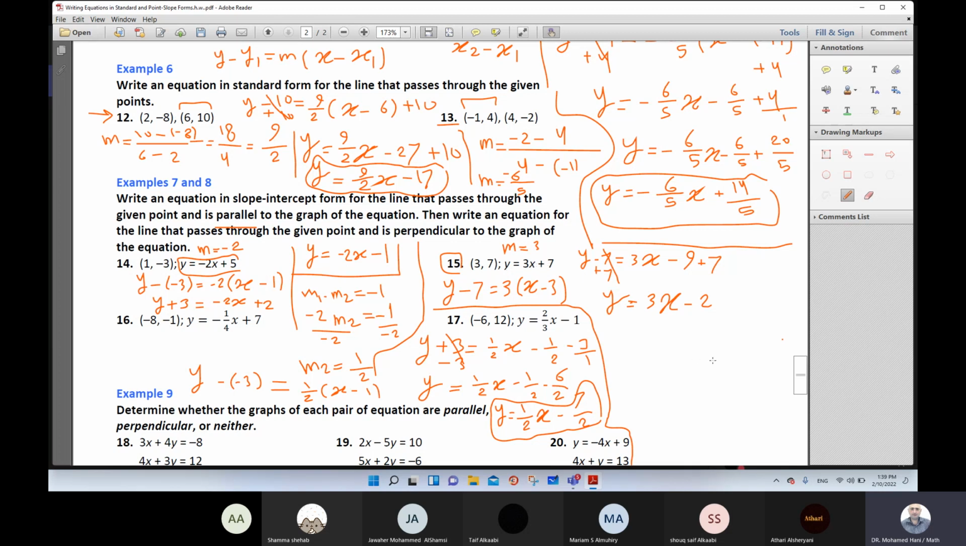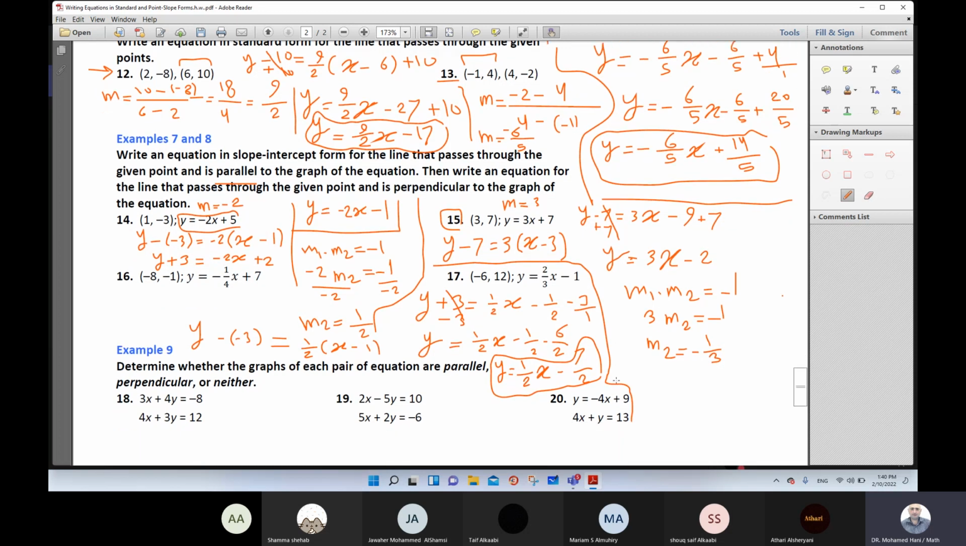We want to write the line which will be perpendicular to the first line. So we want to find the slope of the perpendicular line. We can use the rule m1 multiplied by m2 equals negative 1. We know m1 is 3, 3 times m2 equals negative 1. Divide the two sides by 3. So m2 equals negative 1 over 3. So we know the slope and we know the point. We can now substitute in the equation y minus y1, which is 7, equals negative 1 over 3 multiplied by x minus x1, which is 3.